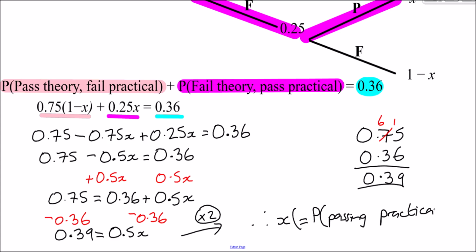That's going to be 0.39 multiplied by 2, which is 0.78. So the probability of passing the practical is 0.78. That's our final answer for that one.